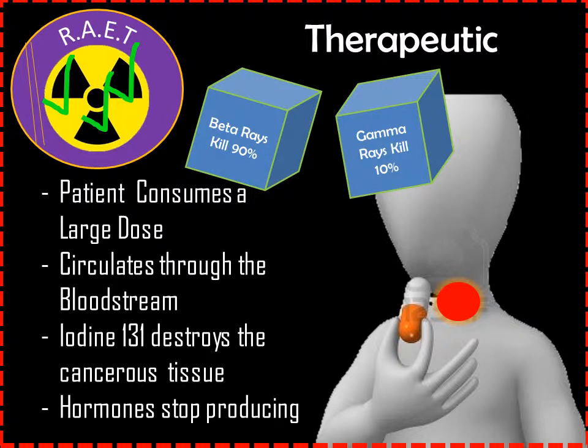For therapeutic purposes, the patient consumes a large dose of iodine 131 isotope in the hopes it will destroy diseased cancerous tissues and the thyroid to stop producing abnormal amounts of hormones. The beta radiation kills about 90% of the cancerous gland, and the gamma rays the remaining 10%.